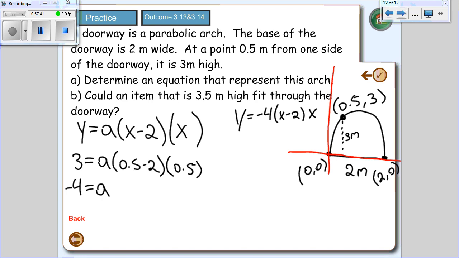To find that vertex, use your axis of symmetry. Your x is 1. We know that at the vertex, it's 1, comma, something. We know it's 1 because it's halfway in between 0 and 2. So our vertex is at 1, comma, we don't know. That's what we're going to find out. So put 1 in for x into the equation we created. Negative 4 times 1 minus 2 times 1. y is equal to 4.